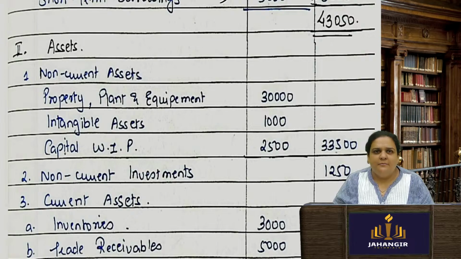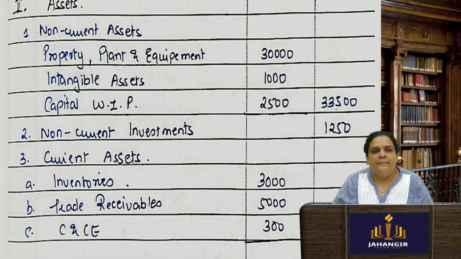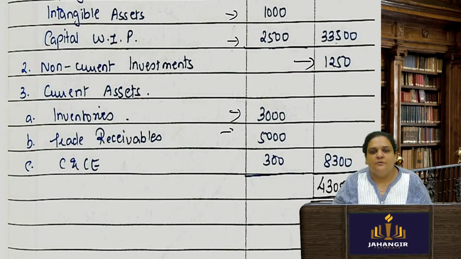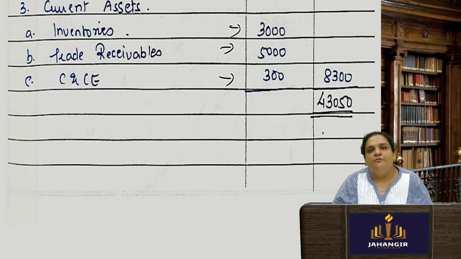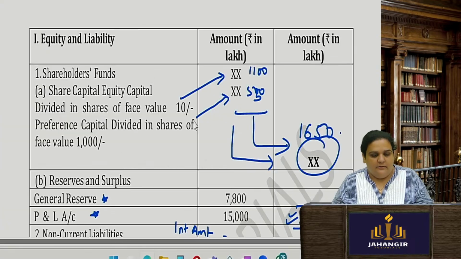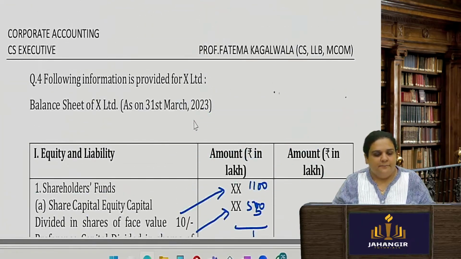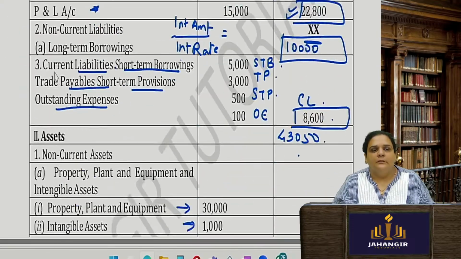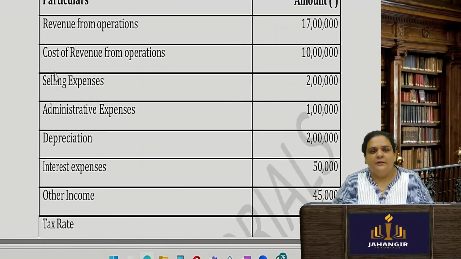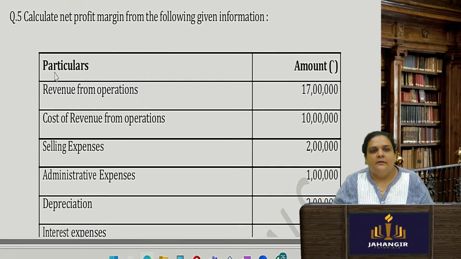43,050. Same, you have to just copy paste your entire balance sheet. Plant, equipment, intangible assets, work in progress, non-current investments we found out, inventories also we found out, all the else is given. 43,050 tallied. Obviously it will tally. That is how we have done the sum. Okay, we just have to fill in the entire blanks.